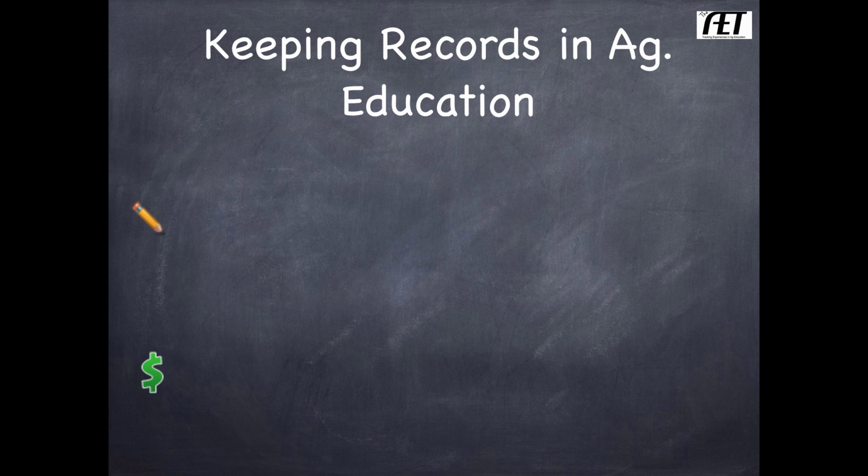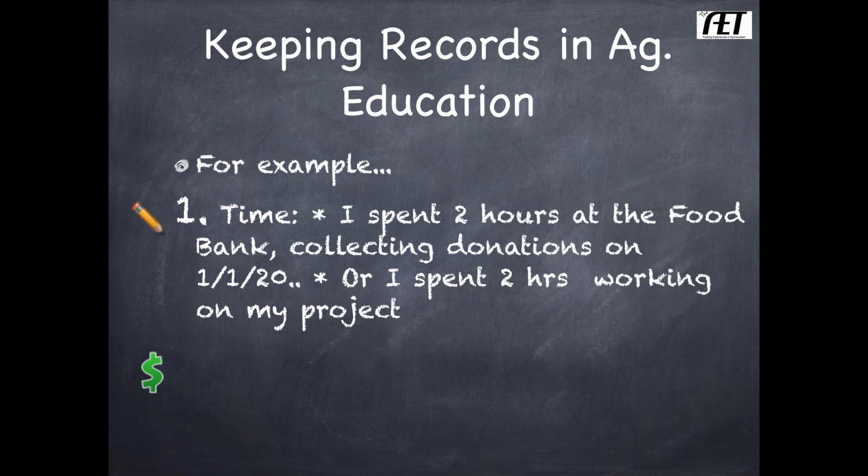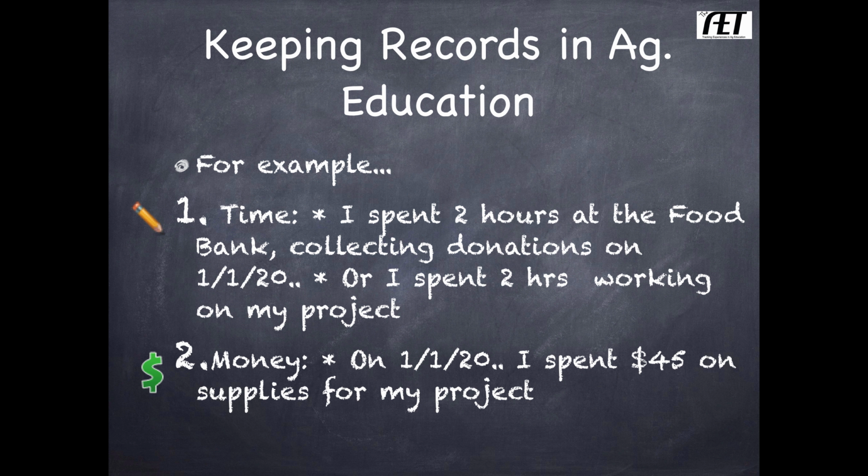All right, now as far as keeping records, an example may help us here. So on time, I spent 2 hours at the local food bank collecting donations on 1/1 of 2000 and whatever, or I spent 2 hours working on my project on that date. So the idea of time is that really you're talking about hours. Money relates to, on 1/1 of 20, I spent $45 on supplies for my project. So that's a project record, not personal, as far as money goes. But there's two examples of time and then also money.